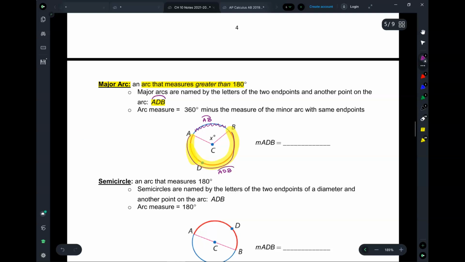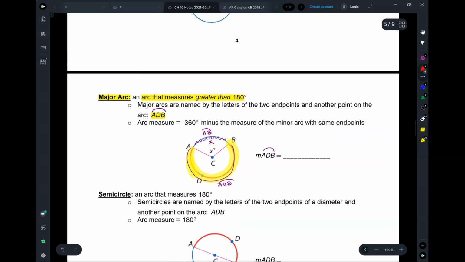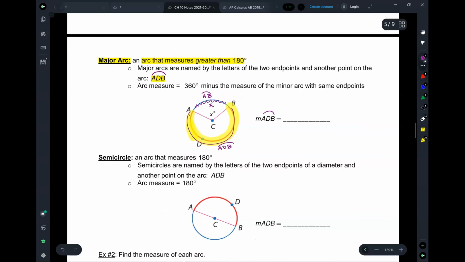All right? Okay, so what is the measure of arc ADB here? Well, if this is x, so if this has a measure of x, then the arc underneath it has to be 360 minus x. So this is 360 minus x.